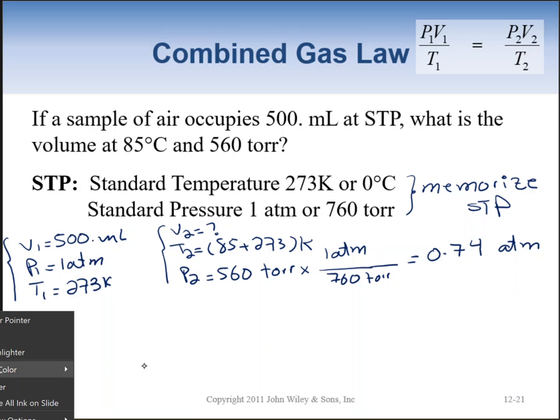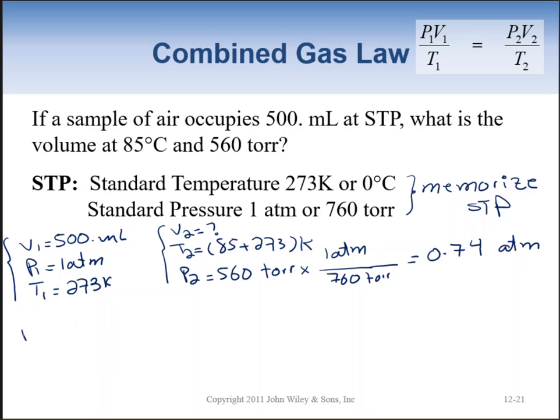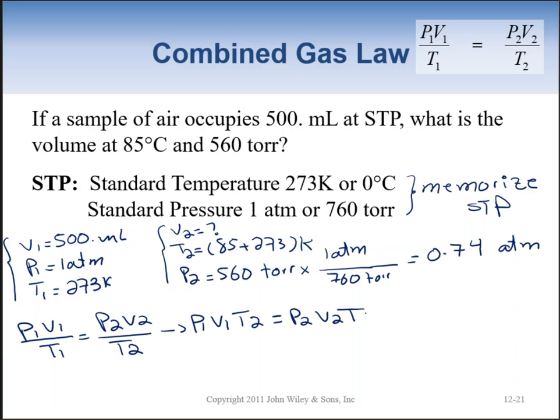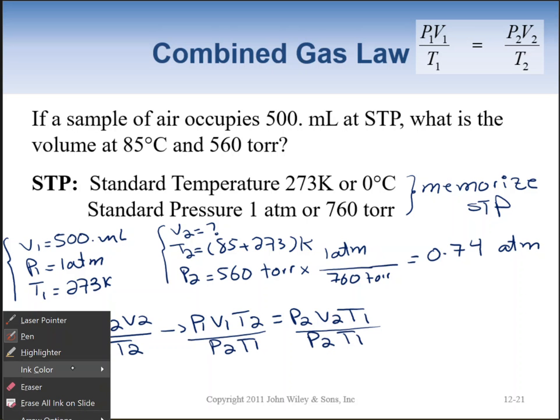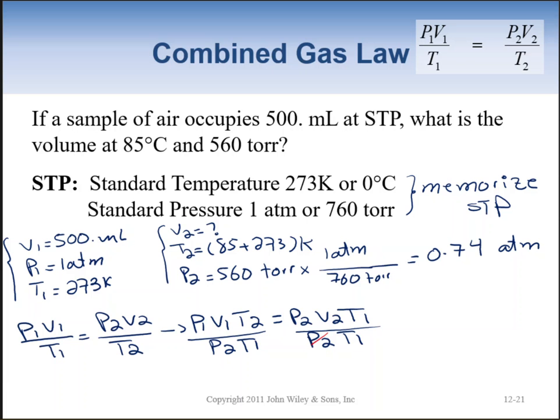So P1 V1 over T1 equals P2 V2 over T2. We're going to cross multiply here. So P1 V1 times T2 equals P2 V2 times T1. And now to isolate V2, we're going to divide by P2 over T1. Doing this, this and this and this cancel out.